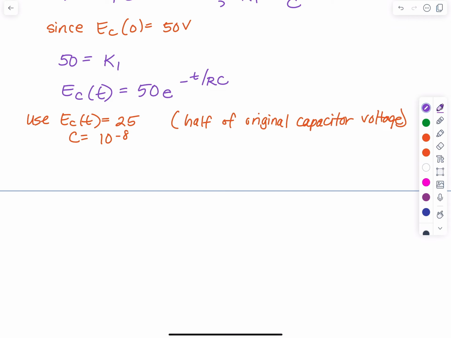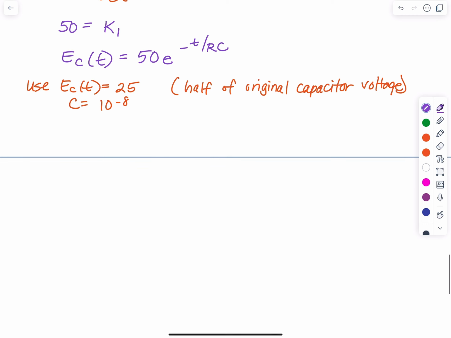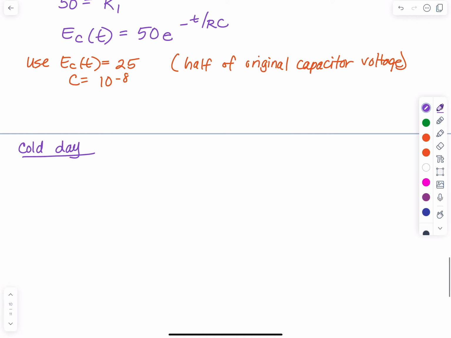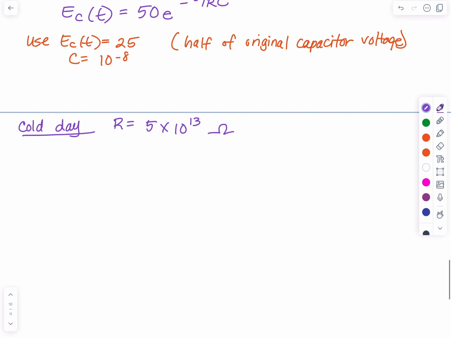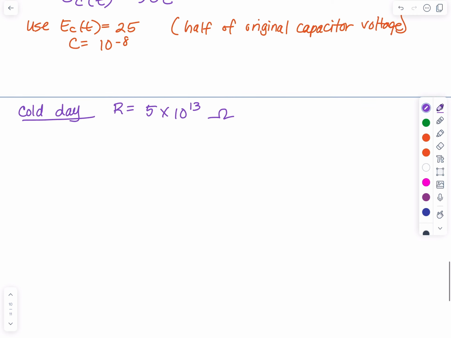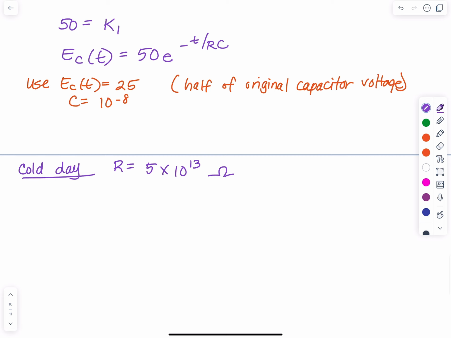Okay, so now let's take a look at our cold, dry day. So for a cold day, we're going to have R equal to 5 times 10 to the 13th ohms. And that's the resistance of the air gap. And so now we will go ahead and plug that in here to this equation.